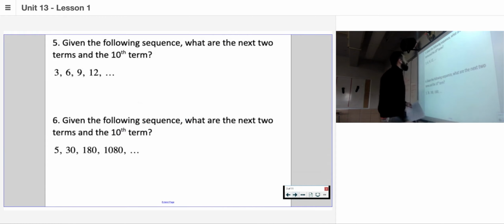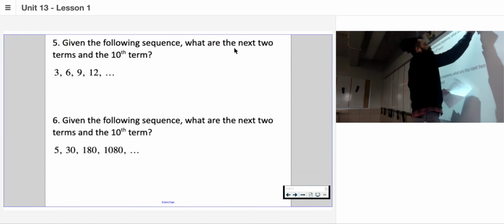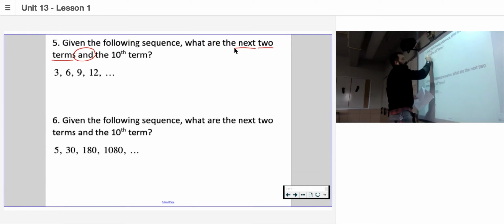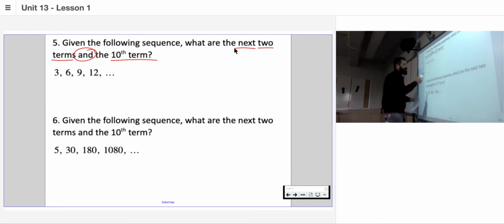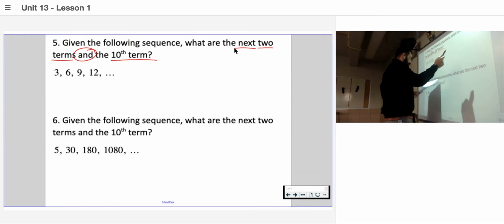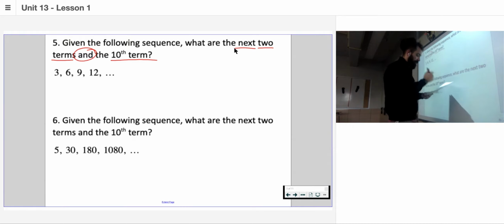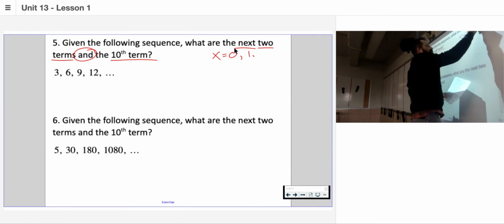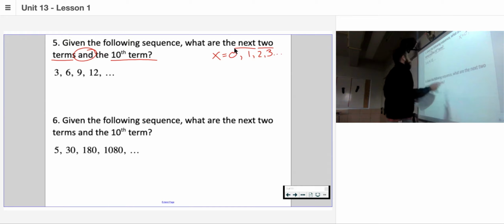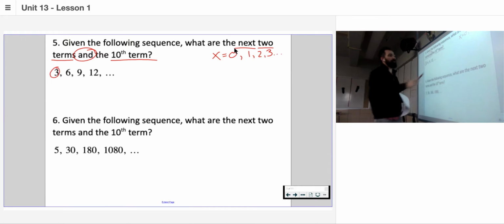Good. 5, 6. We are looking for the next 2 terms and the 10th term. So you've got to give 3 answers on this one. First thing you need to do is say is it arithmetic or geometric, and what's the rule? Remember, we are using mx plus b for arithmetic and ab to the x power for geometric, and we're always doing x starts at 0, 1, 2, 3, meaning my first term, 3, is actually my term 0. Okay, that means term 0 is where we start.